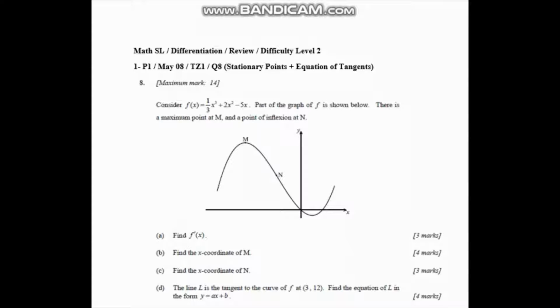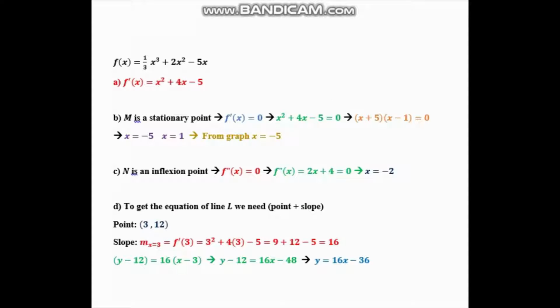So in question A, you are required to find f dash of x, given that f of x is this function. Let's take a look. This is simple differentiation. 1 over 3x cubed plus 2x squared minus 5x becomes x squared plus 4x minus 5.